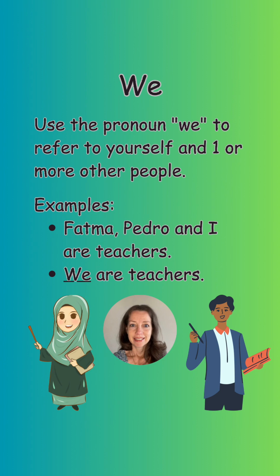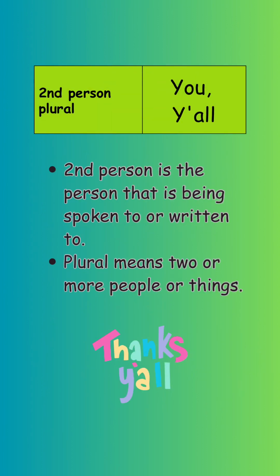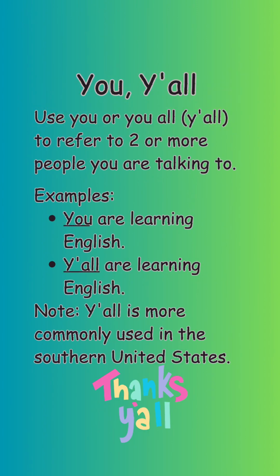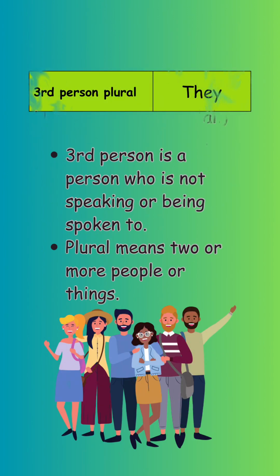We are teachers. Second person plural, you, y'all. Second person is the person that is being spoken to or written to. Plural means 2 or more people or things. You, y'all. Use you or you all, y'all, to refer to 2 or more people you are talking to. Examples: you are learning English. Y'all are learning English. Note, y'all is more commonly used in the southern United States.